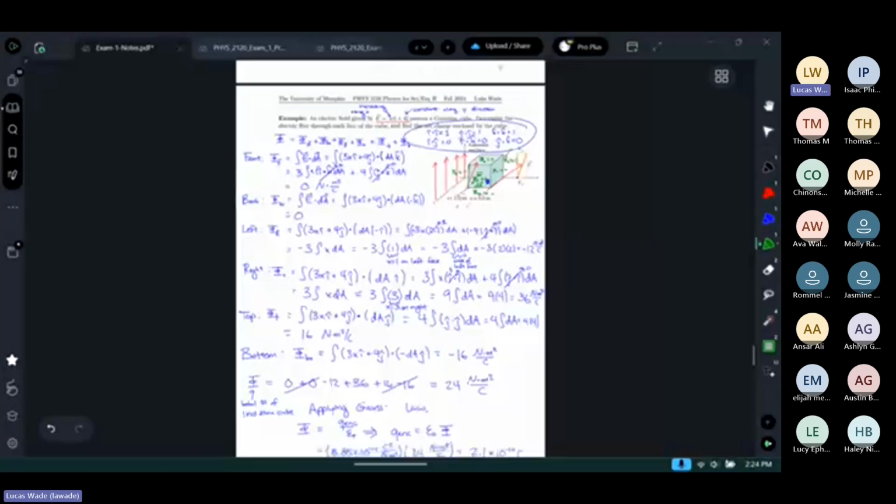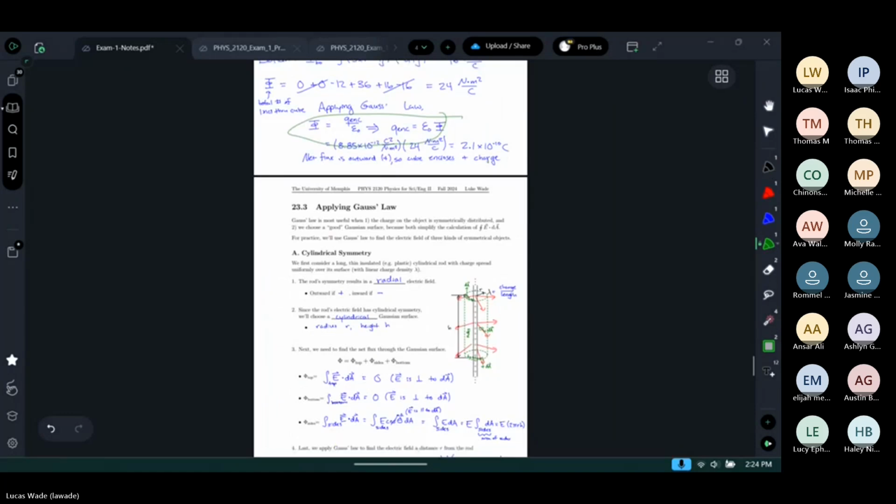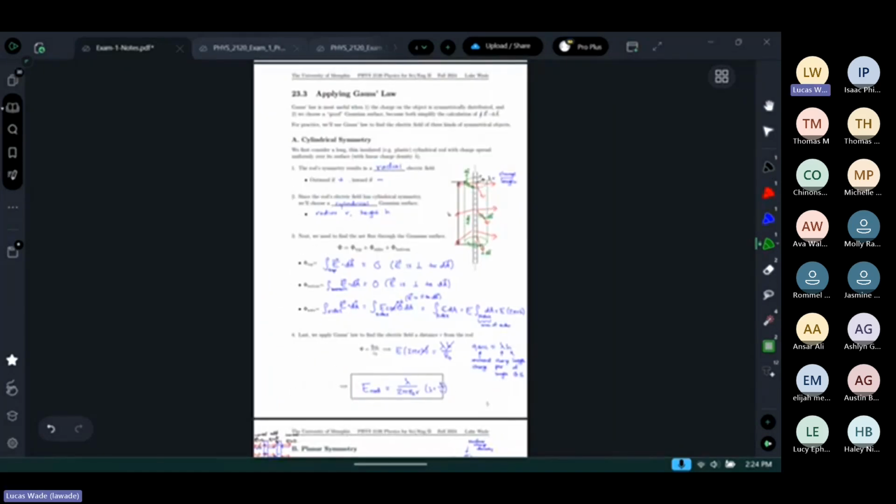But calculation-wise, unfortunately, you can expect one like this. I would say it's similar to this in that it's relatively straightforward. It's just sort of copy and paste over and over, and you change your DAs. I will probably ask you to find the net charge enclosed as well. How do you do that? That's Gauss's law. I will not expect you to rederive any of this stuff.